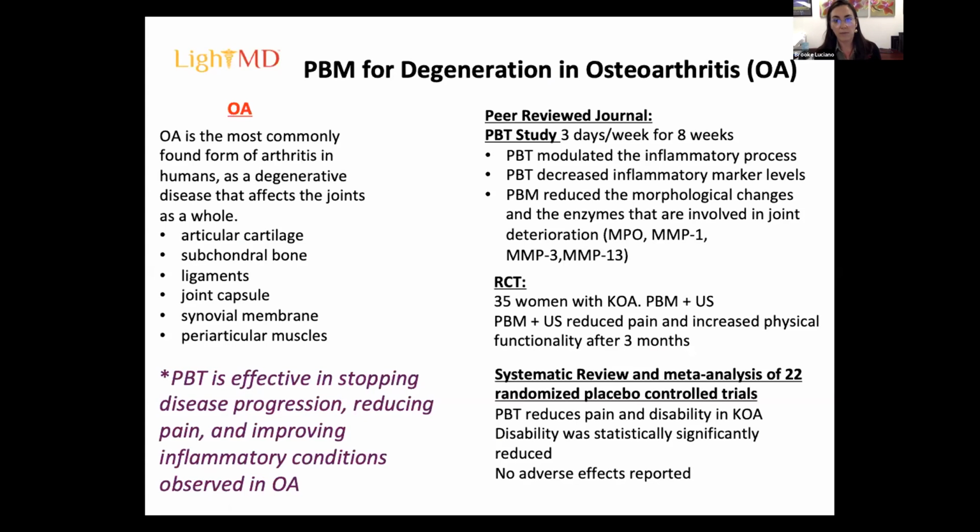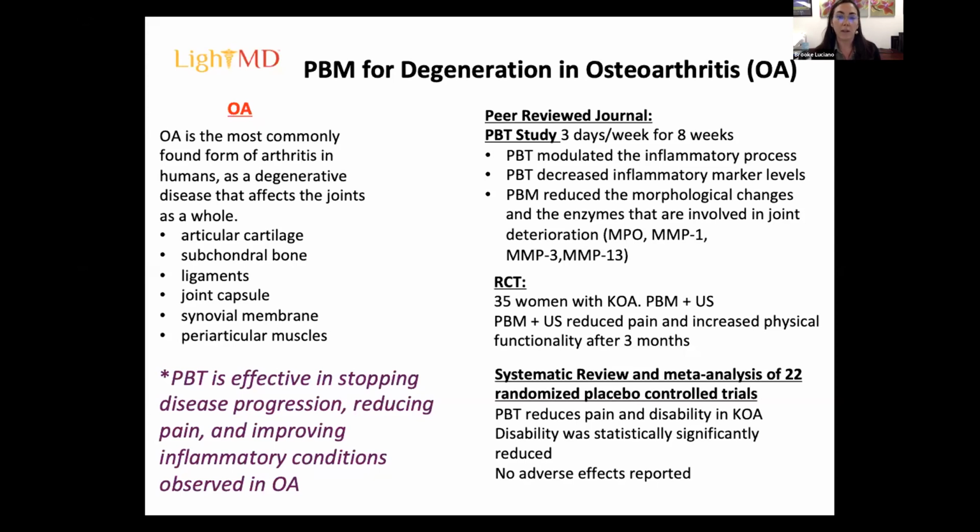I looked at 3 different studies here. I looked at a lot more, but these 3 I specifically chose. One of them was a peer-reviewed journal that had light treatments 3 days a week for 8 weeks, totaling 24 sessions. They found that photobiomodulation therapy modulated the inflammatory process, meaning it sped it up. It actually increased the inflammatory markers before rapidly decreasing them in comparison to the placebo.